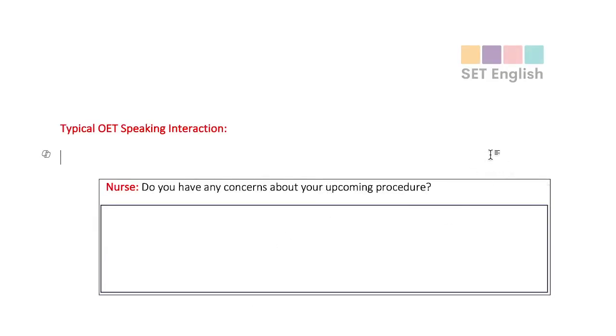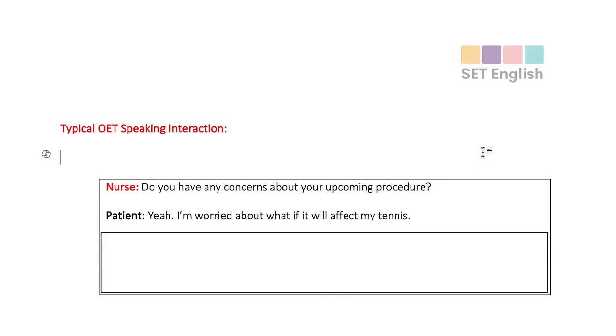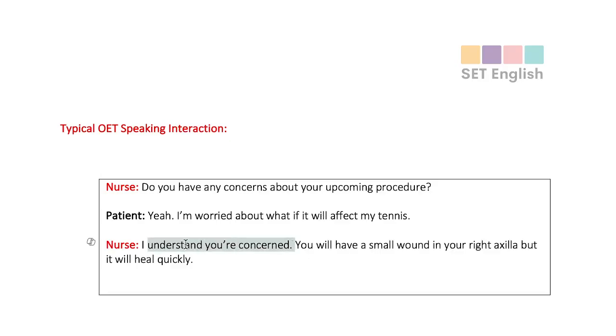Nurse: Do you have any concerns about your upcoming procedure? Okay, so something's going to happen to the patient. Okay, so the patient says, yeah, I'm worried about what it will affect my tennis. Oh, must be a tennis player then. Okay, so what does the nurse do? There must be a bit of reassurance, maybe a bit of empathy. Let's have a look. I understand you're concerned. Nice, yeah, good bit of empathy.